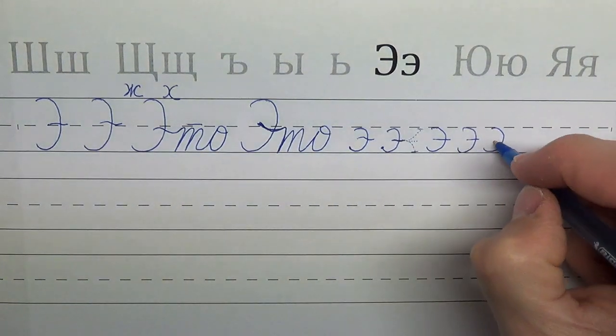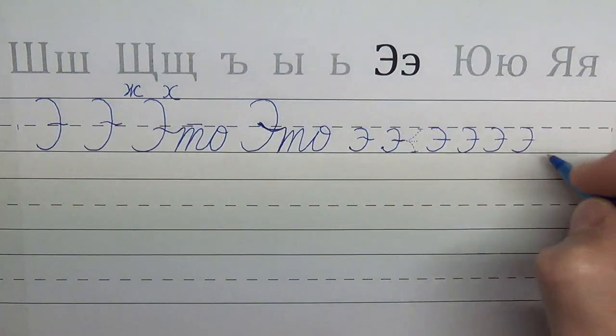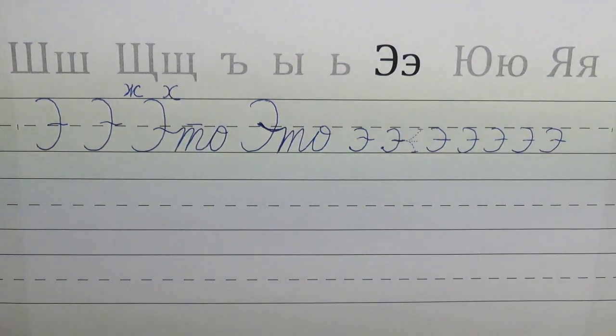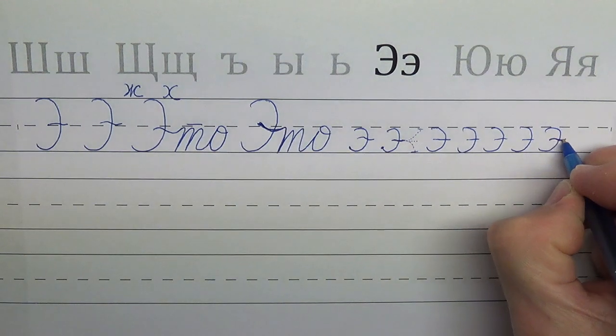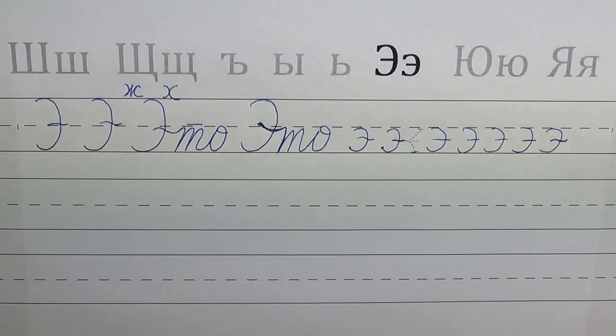So write a few э on your handout or worksheet if you're following along. Sometimes people will make it curvy, other times it's just straight. That's really up to you.